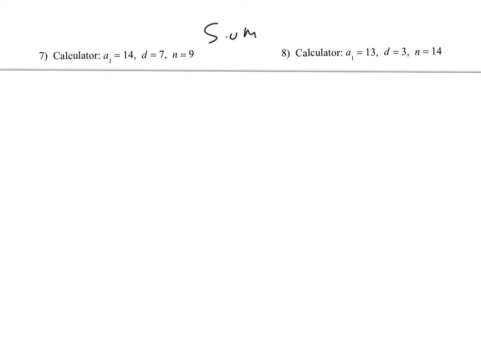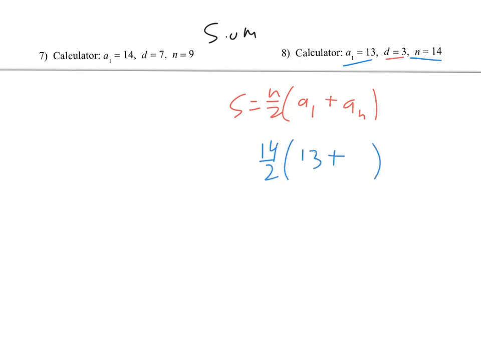Our next one here, the instructions were still to find the sum of the series, so we're still dealing with our sum formula here. I know it's arithmetic because they do tell me the common difference, so I'm going to use n over 2 times the first number plus the last number. So once again, I have some information here. I know that the n is 14, that we're adding up 14 numbers. And then the first one is 13, but I don't really know the last one.